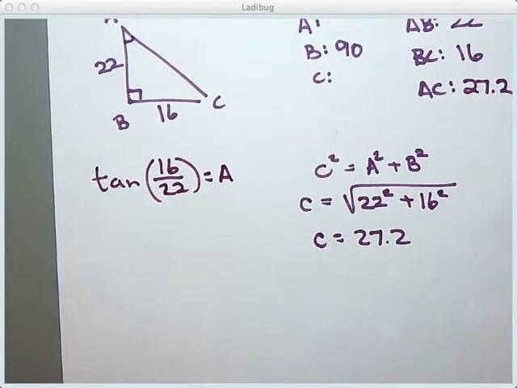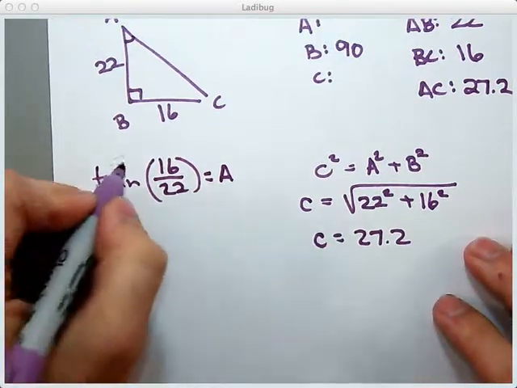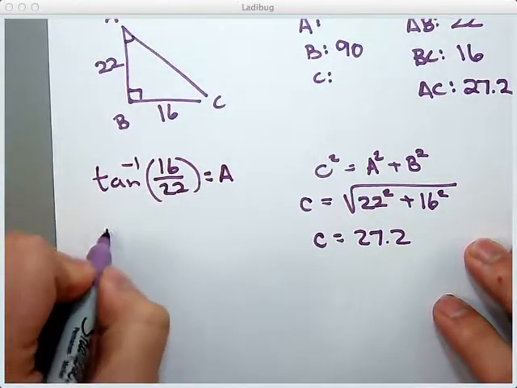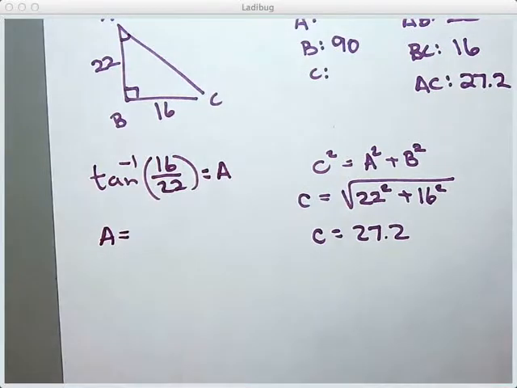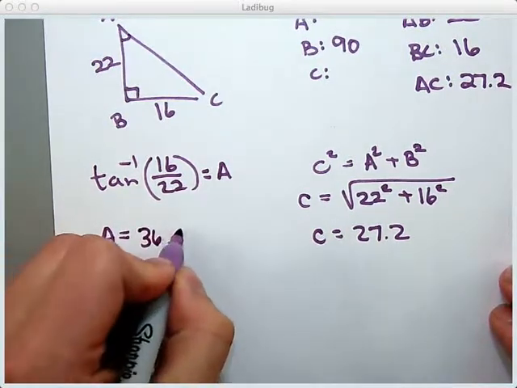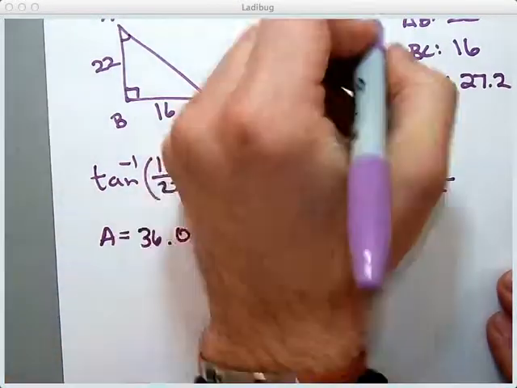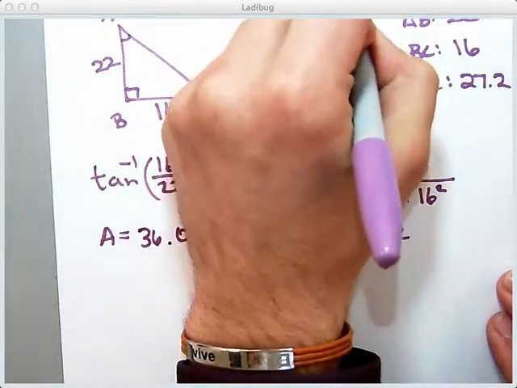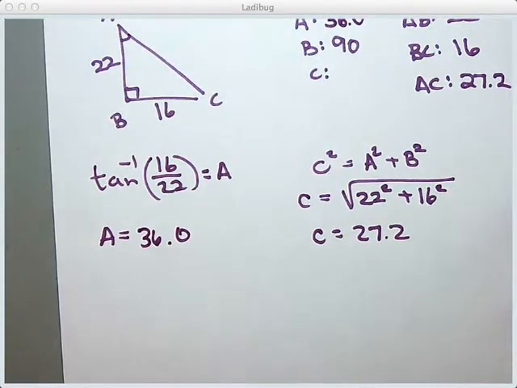Notice how there I just took the equation and flipped it around, and that's inverse tangent. So therefore, angle A should be equal to, and please type this in your calculator and make sure your calculator is doing it correctly, inverse tangent of 16 divided by 22, or 36.0. I kind of like 3 sig figs.